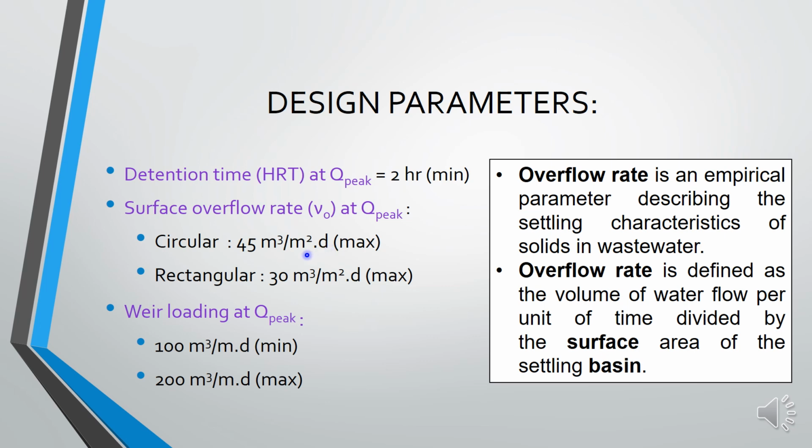Okay, so this is an empirical parameter, but it describes the settling characteristics, which means the more flowing out, the higher is the speed of the settling of the solids in the tank. And for the rectangular, the maximum value should be 30.